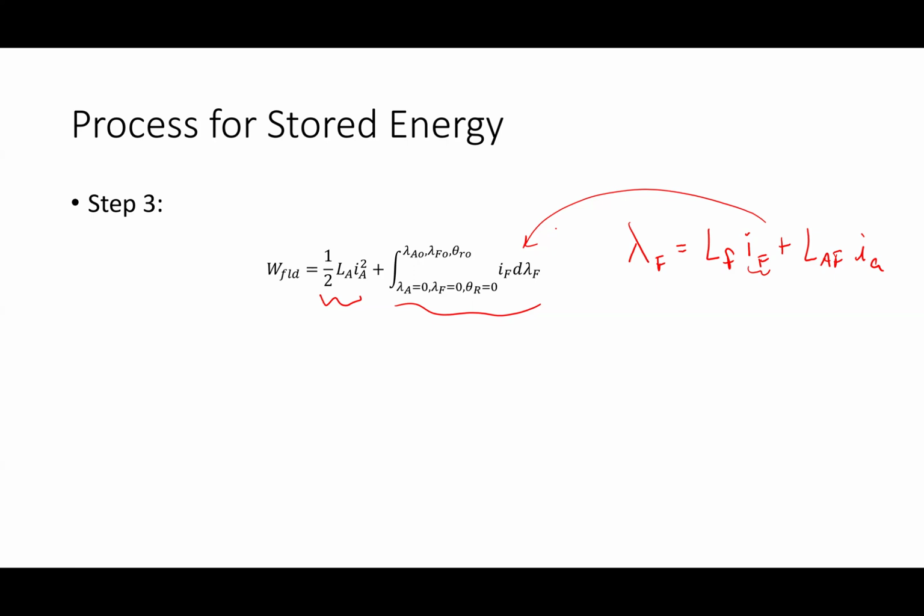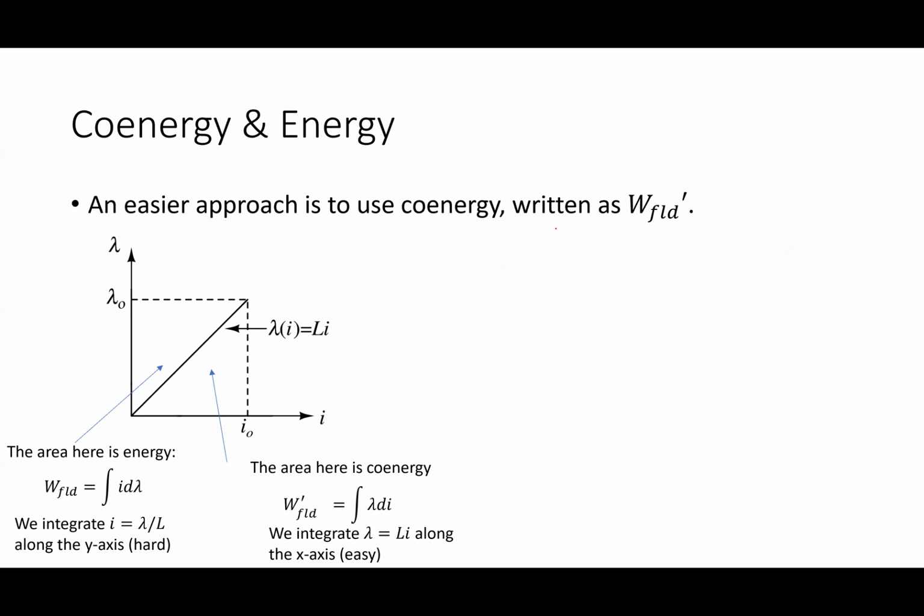So how can I get around this? The energy in general, we know that lambda equals Li. When lambda equals Li, what I'm showing here is lambda and here's I. The energy, which is I d lambda, is this area right here. You never did that in calculus. In calculus, you always did the area between a curve and the x-axis, not the curve and the y-axis. It's an ugly thing to do.